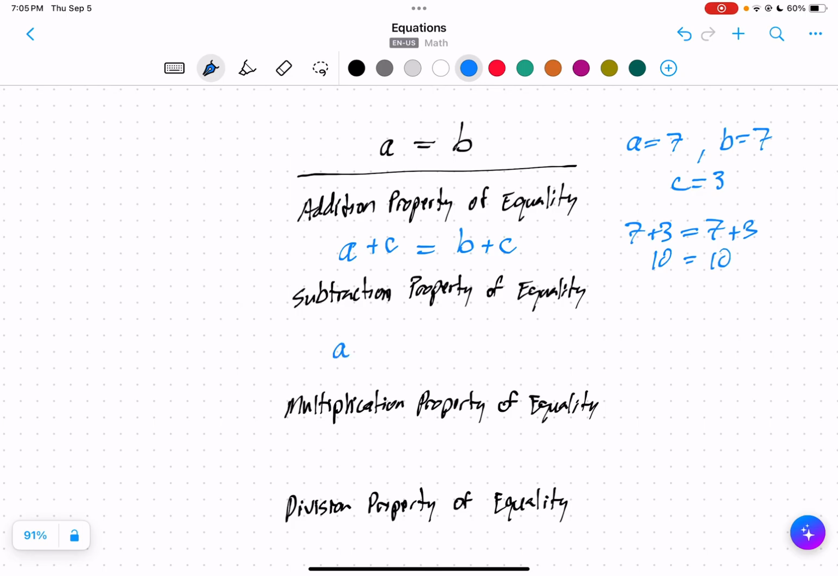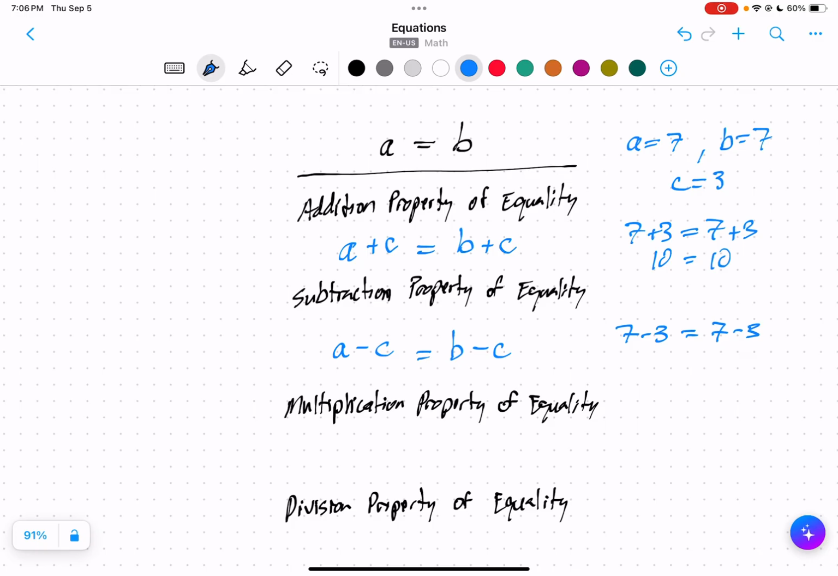If I have a value A that's equal to value B, and I subtract a C value from A and I subtract a value of C from B, the equation again should be equal. So we can try it out. 7 minus 3 should be equal to 7 minus 3. Later on, we're going to call this what I do to one side, I do to the other.